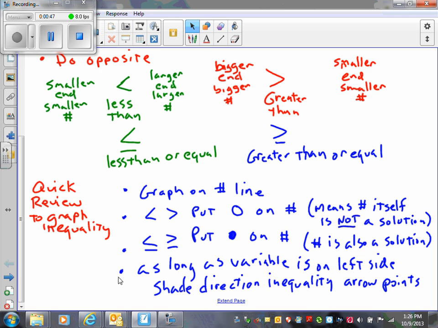Quick review of graphing inequalities. You have to graph them on a number line. If you have less than or greater than, you put a circle on the number line. That means the number itself is not a solution. I'll go into that more a little bit later. If you have less than or equal to, greater than or equal to, you put a dot on the number. That means the number is also a solution. As long as the variable is on the left side, all you have to do is shade the direction the inequality arrow points.